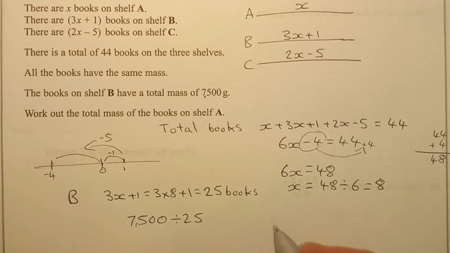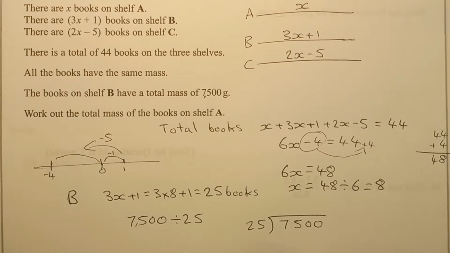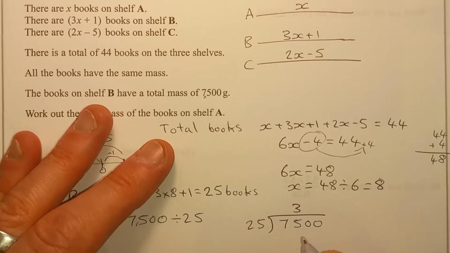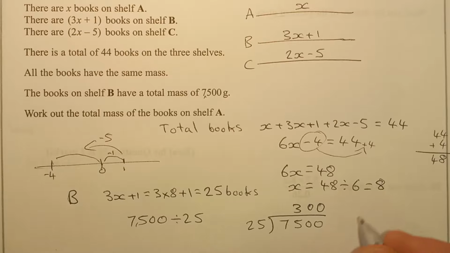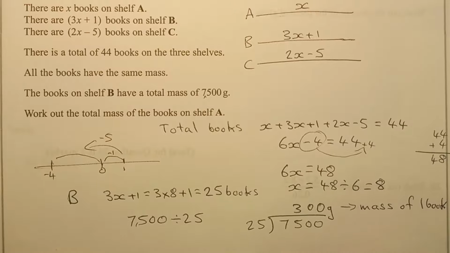Right. What I'm hoping that you will spot here is that 25 is a factor of 75. So we've got 25, 50, 75. So 25 goes into 75 3 times. And then 25 goes into 0 0 times. So we have got that 300 grams is the mass of one book.